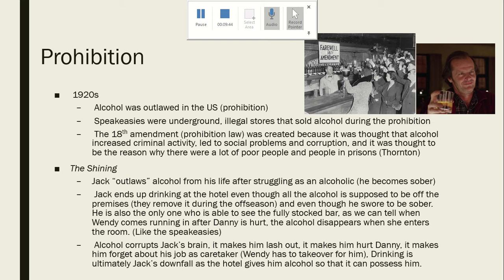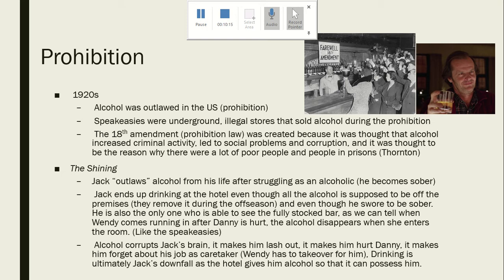I consider him to be at a speakeasy because, number one, he is drinking alcohol illegally, and number two, he is the only one who is able to see the fully stocked bar. And we see this when Wendy comes in, it disappears exactly like the speakeasies of the 20s when the cops came around. They just kind of disappeared in both the movies. When Wendy came around, kind of symbolizing the cops, they both disappeared. The speakeasies disappeared when the cops came, and the bar that Jack had been drinking at disappeared when Wendy came in.